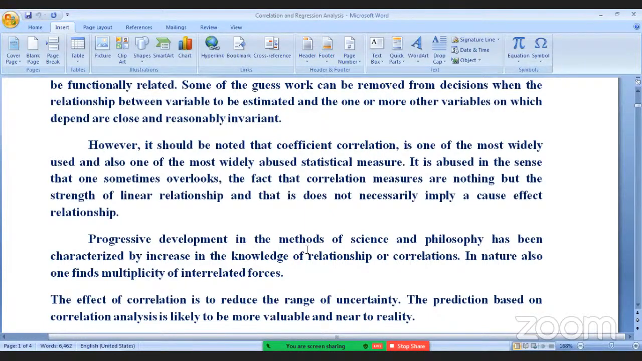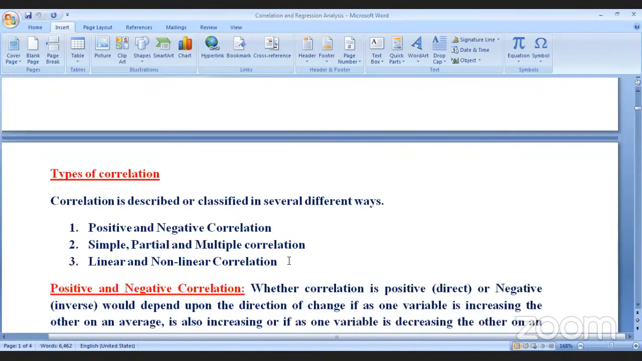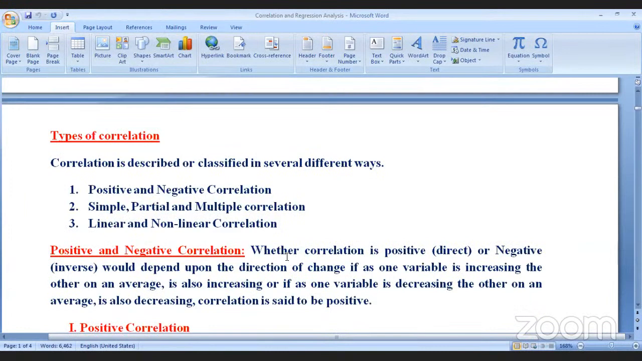So the effect of correlation is to reduce the range of uncertainty. Uncertainty means with the help of correlation, we are going to see the certainty only; the confusion, or the effect of uncertainty, that gap we are going to fill. So the prediction based on correlation analysis is likely to be more valuable and near to reality. Next is types of correlation.